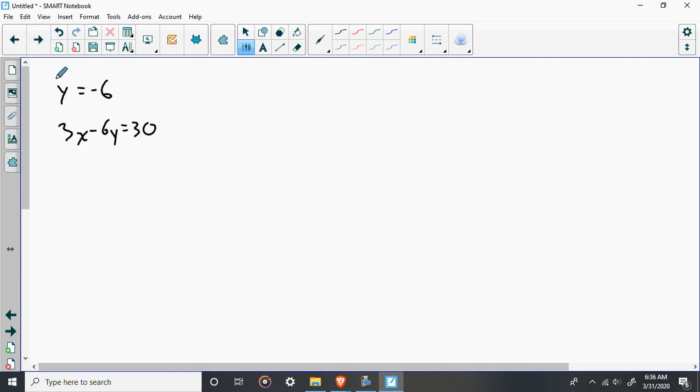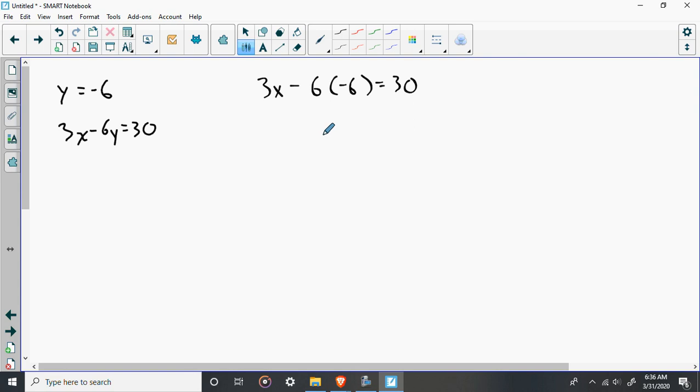We're going to work this one clean. Again, this is already isolated, right? This is already isolated. So what are we going to say? 3 times x minus 6 times negative 6. This is an easier problem than the rest of them. They told you what y is. y is negative 6. Just plug it in for y and solve.